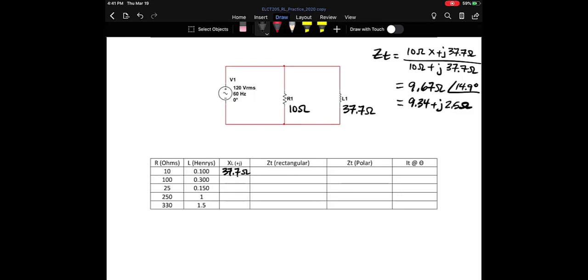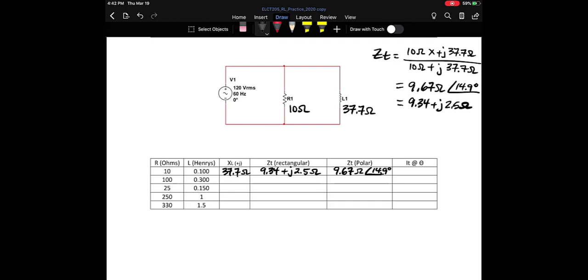Now what we're going to do is put that in our table. So you've got rectangular of 9.34 plus J 2.5 ohms, and your polar value we said was 9.67 ohms at 14.9 degrees. Notice how again we have a positive angle of impedance, and that angle is telling us, once we divide it into our applied voltage, that our current will be lagging the applied voltage by that amount. So we're expecting 15 degrees in this case.